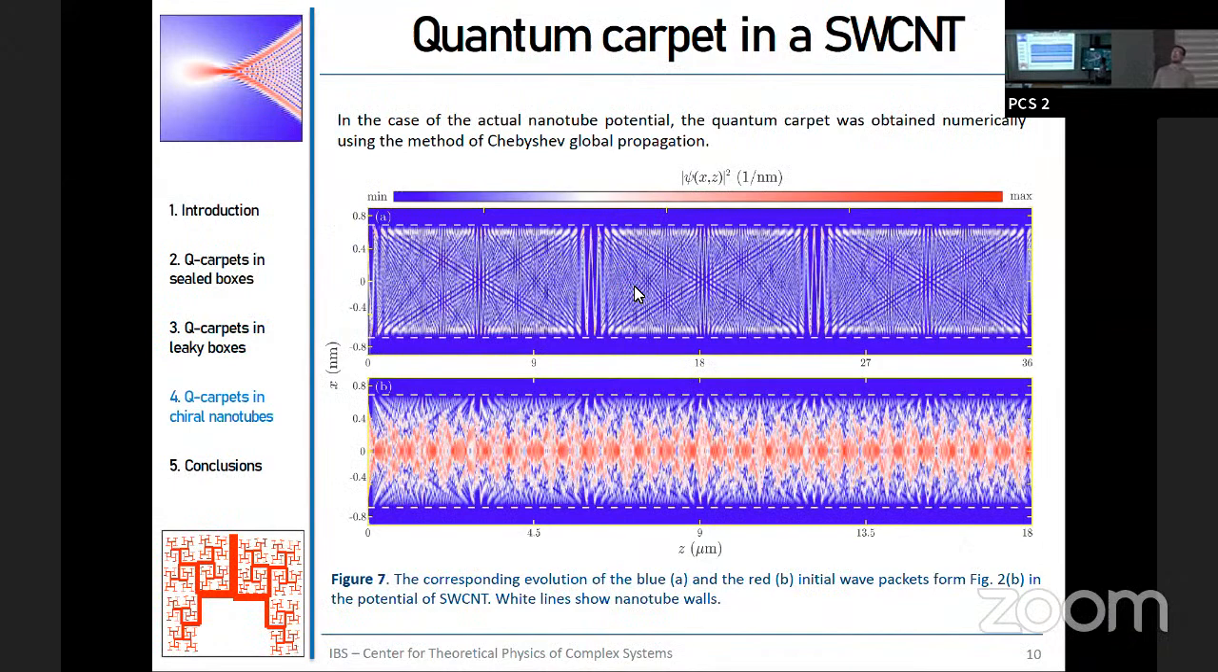So interesting, we have a quantum carpet. Do you notice that its structure is very different from the previous one? I think, what is the meaning over here? Sorry? What is the meaning over here?